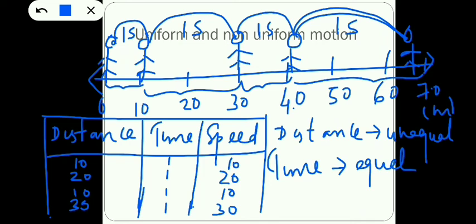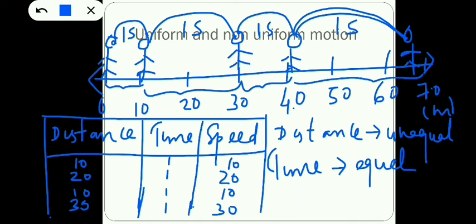And what about the speed of the object when it is in non-uniform motion? Yes, speed is also non-uniform. So the speed of the object is non-uniform, or the speed of the object varies when it is in non-uniform motion. Okay. Now can you give some examples for uniform motion and non-uniform motion?